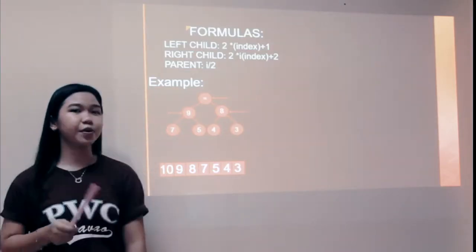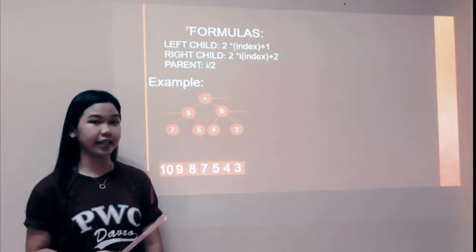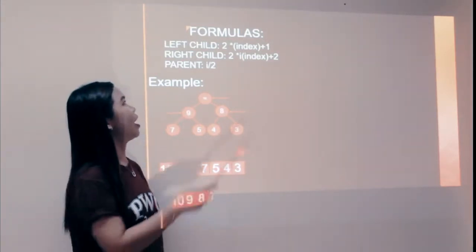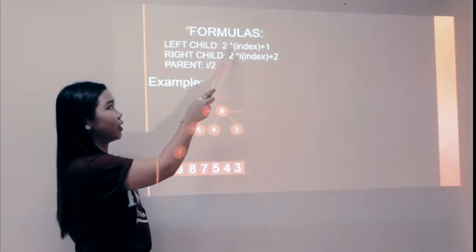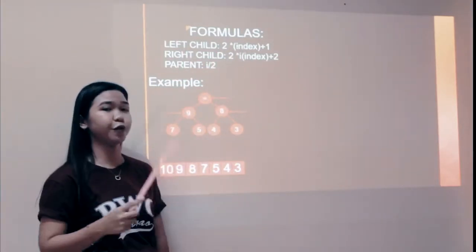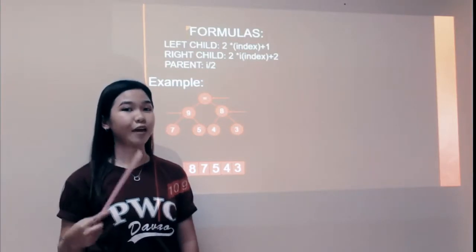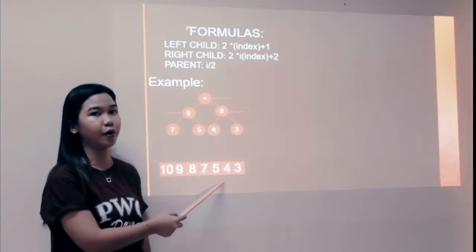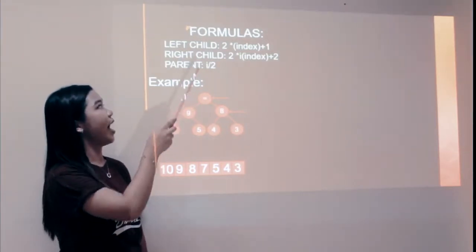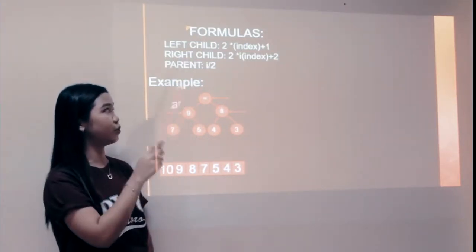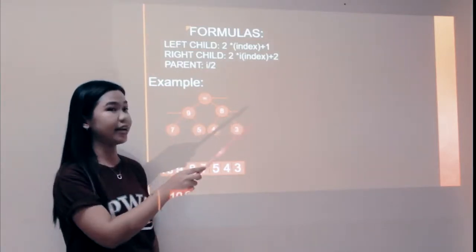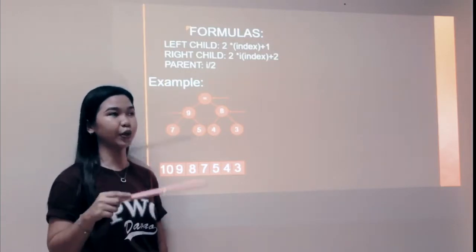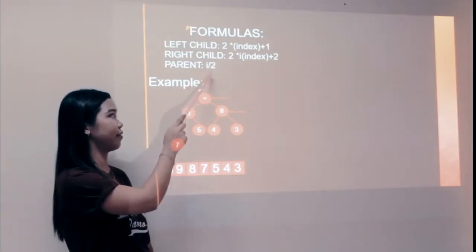There are formulas in creating a heap, and these will also be seen in your Java programming. For the left child, it is 2 times the index number plus 1. So if you're going to look for the left child of a parent node, you just use this formula if you don't know how to arrange this array. For the right child, you just use 2 times the index number plus 2. And to find the parent node of a child node, it is the index minus 1, divided by 2.